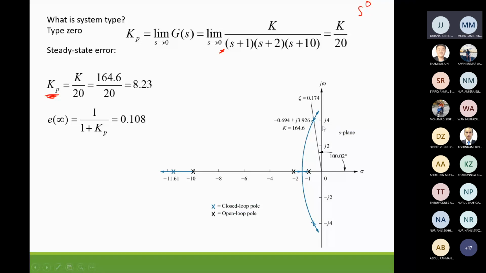Okay, so this is the root locus from the previous slide. Basically at this point here, with the poles on the root locus, you get K equals 164.6, and the system response will have steady state error 0.108. Okay, you can try to plot this in MATLAB and see the system response, the time response curve.